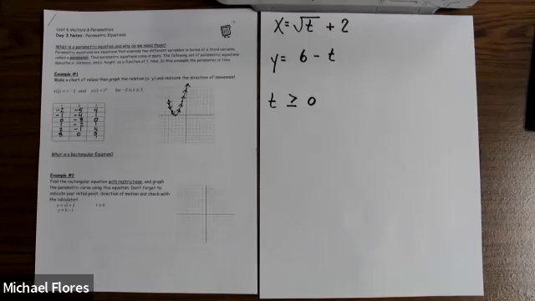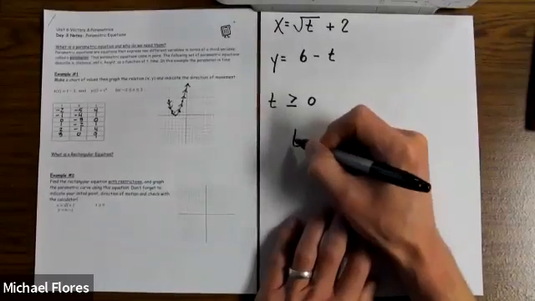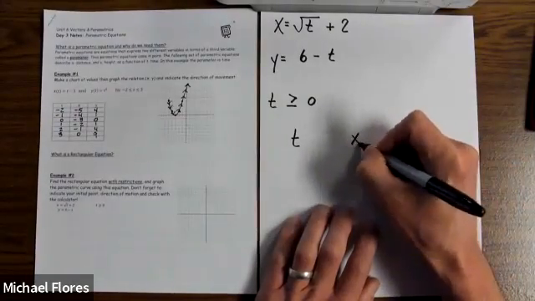And now example 2, we need to find the rectangular equation with restrictions and graph the parametric curve using this equation. All right. We're going to have 3 columns here. This is how I would start.